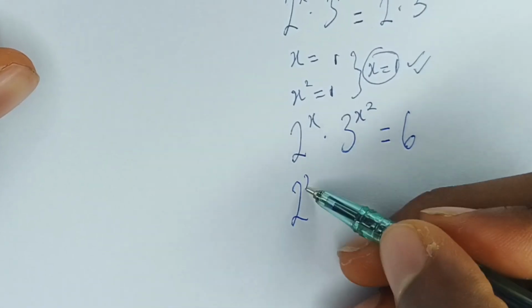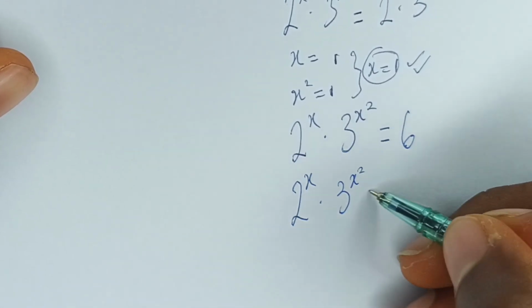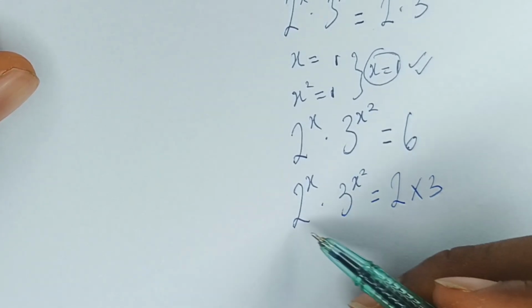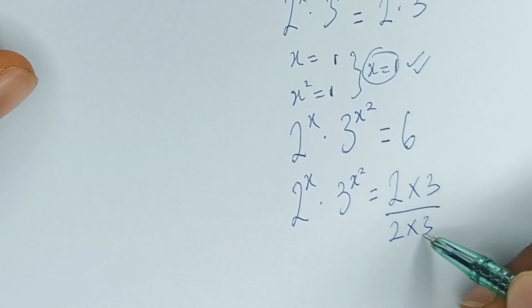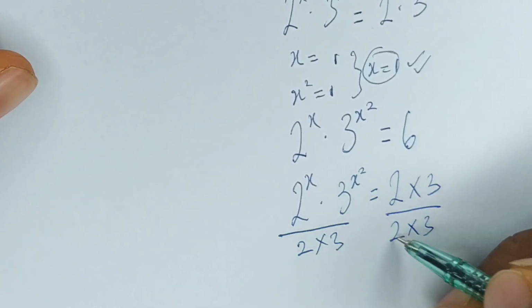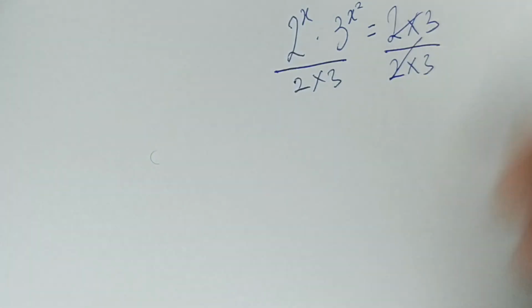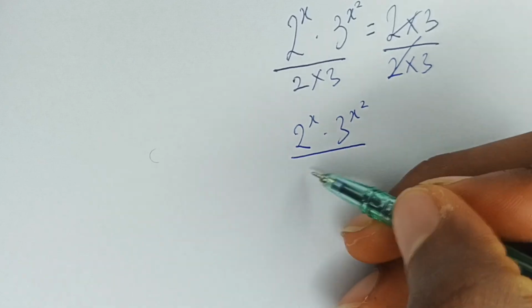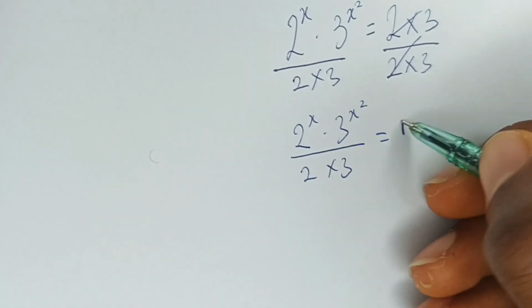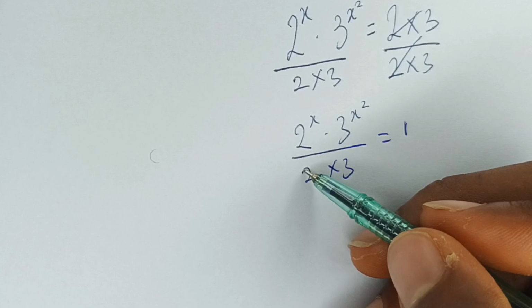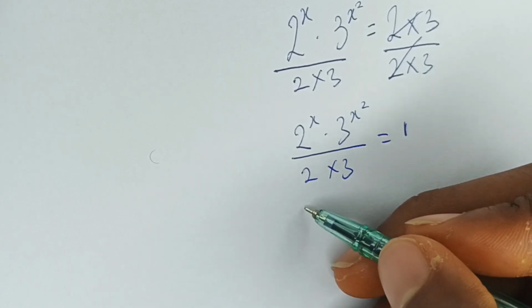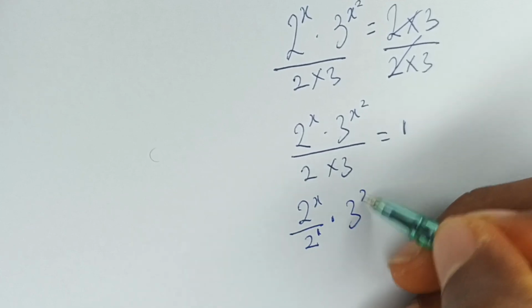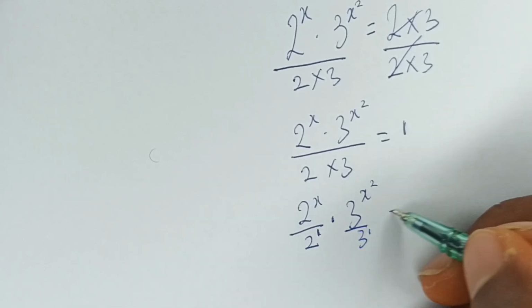So I can say 2 raised to the power x multiplied by 3 raised to the power x squared is equal to 2 multiplied by 3. Now I can divide both sides by 2 multiplied by 3 such that I have 2 raised to the power x multiplied by 3 raised to the power x squared all over 2 multiplied by 3 to be equal to 1. At this point, we can use the law of indices. So we can have 2 raised to the power x all over 2 raised to the power 1 times 3 raised to the power x squared over 3 raised to the power 1 to be equal to 1.